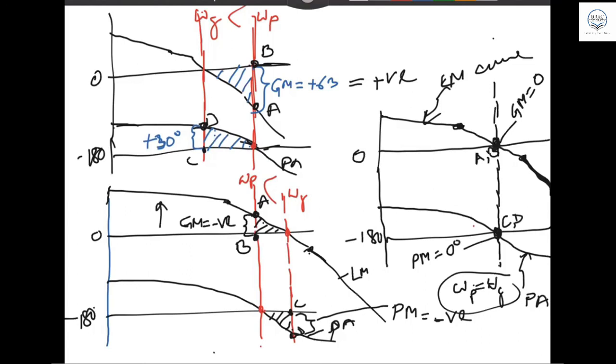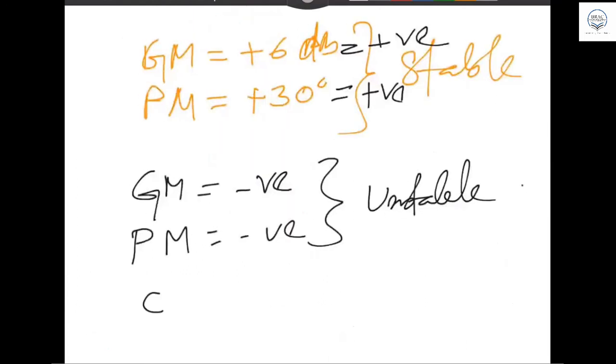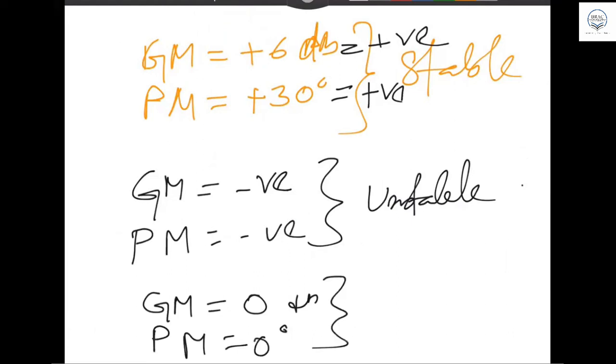So 0 degree, 0 dB. One condition occurred where you get 0 dB, 0 dB. That means the gain margin is 0 dB and the phase margin is 0 degree. That is one special case. What is that stability condition? Marginally stable. You understand, the marginally stable, critically stable case is like that. So this is what we can conclude.